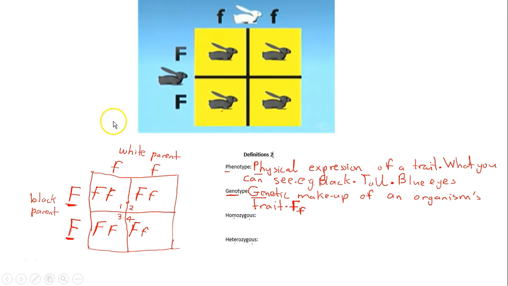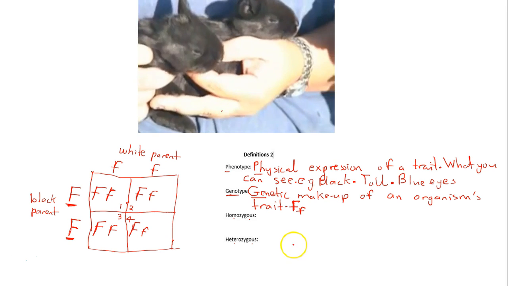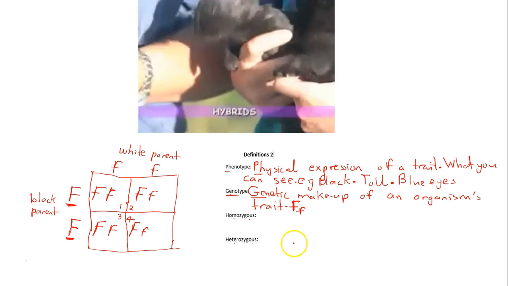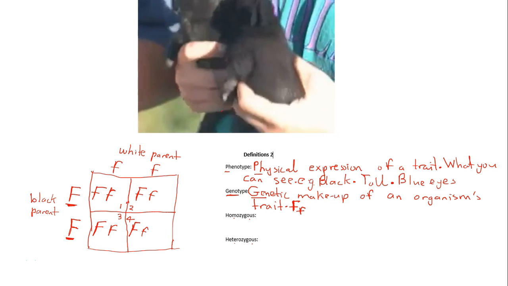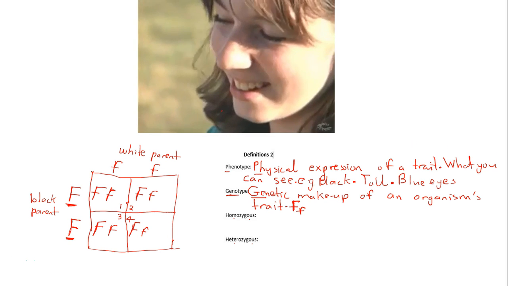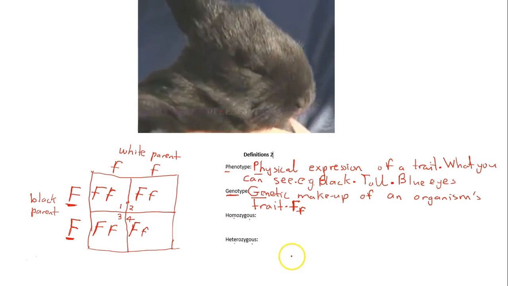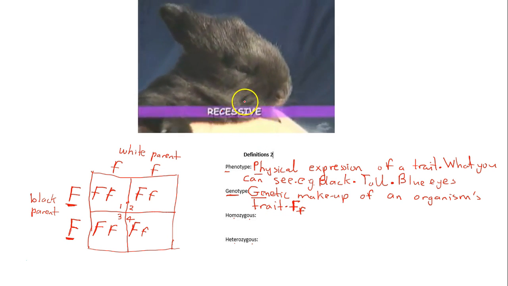Look exactly like the black parent, but there is a big difference. These offspring are no longer purebred, but are now called hybrids. They carry both a white gene and a black gene. The black trait is dominant, and the white trait is recessive.